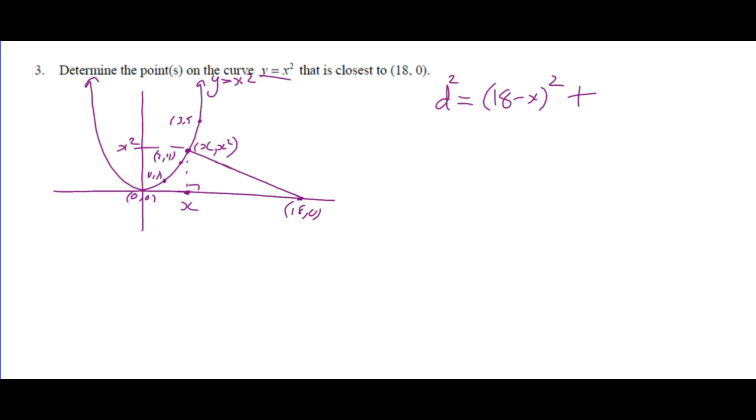So how high is this? X squared. Just x squared. Yeah, it's x squared squared. This is really like x squared minus 0, this distance, but it's just x squared. Okay, so we got x squared squared. So what are we going to do with that?